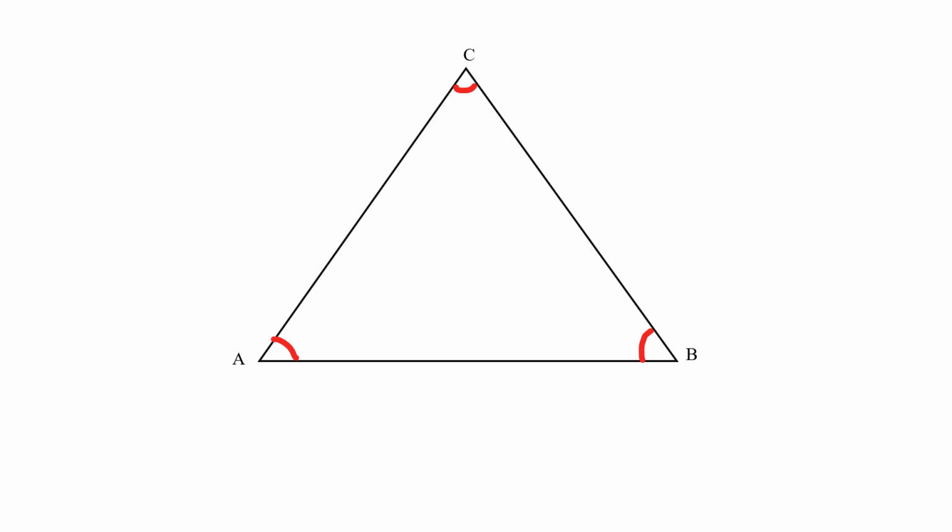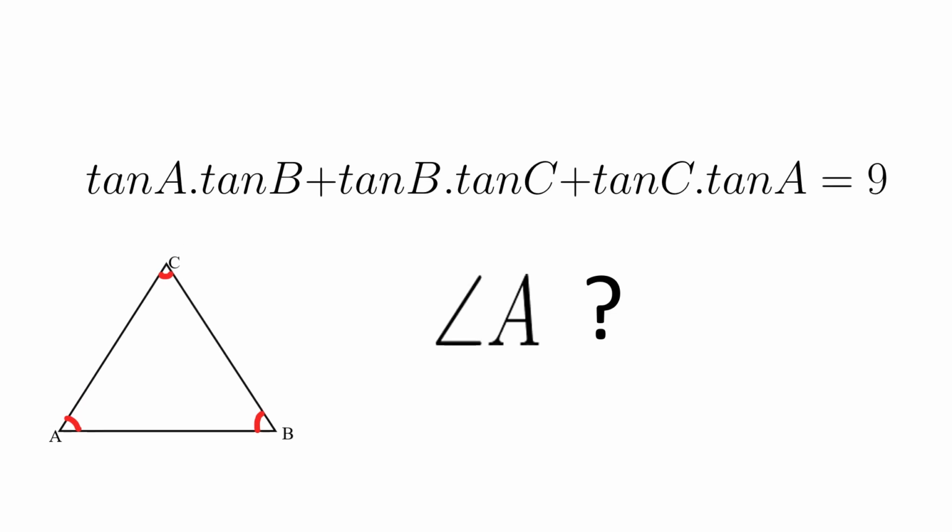Consider an acute angled triangle ABC. Given that tan A tan B plus tan B tan C plus tan C tan A equals 9, find angle A. Try it for 1 or 2 minutes, then move towards the solution. I hope you give it a fair try.